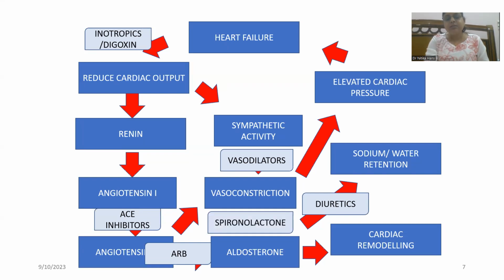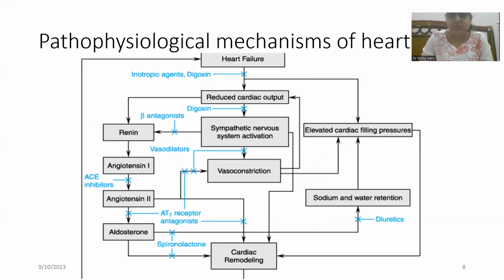Spironolactone is an aldosterone antagonist, so it will antagonize the action of aldosterone, so there will be no sodium and water retention, and cardiac remodeling can also be prevented. Beta blockers act at the level of increased sympathomimetic activity, meaning they will block the action of beta 1 receptors, so there will be no increase in the heart rate and cardiac output. It is used in chronic conditions.